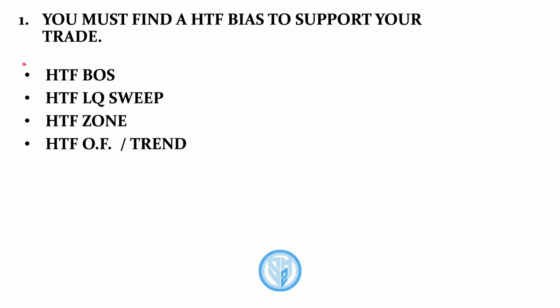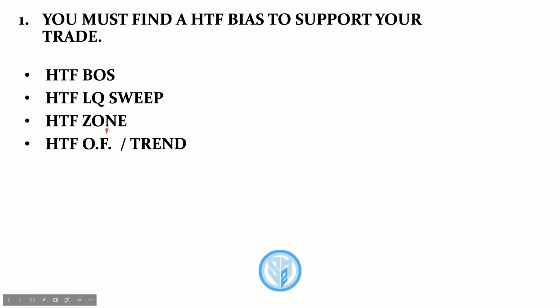The four key things that I can possibly find on the higher time frame to help support a trade are: higher time frame BOS, higher time frame liquidity sweep, higher time frame zone, or higher time frame order flow and trend. Let's go through each and every one of these. And by the way, you only need one of these to have a higher time frame bias.